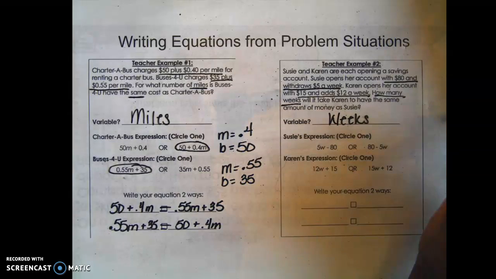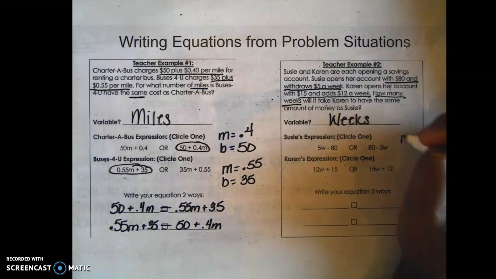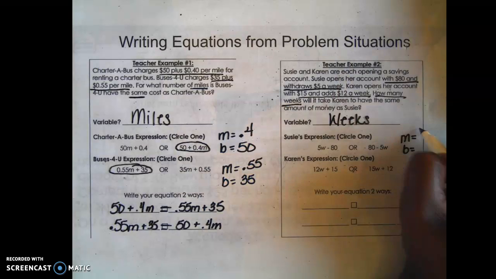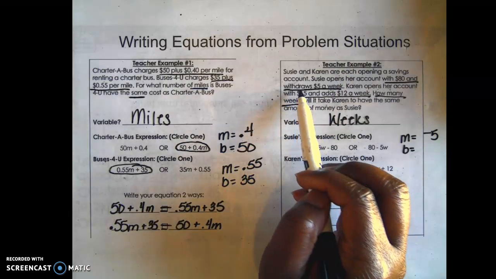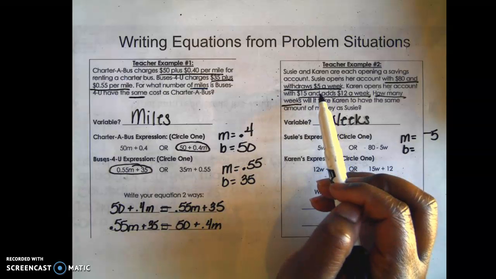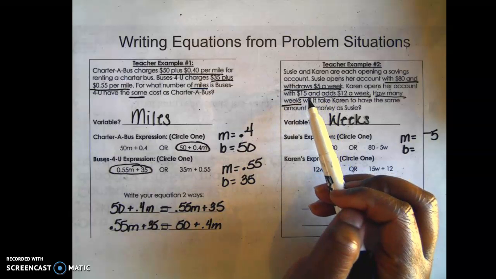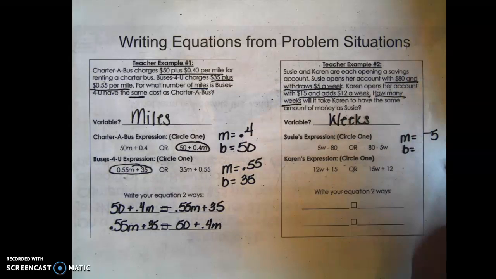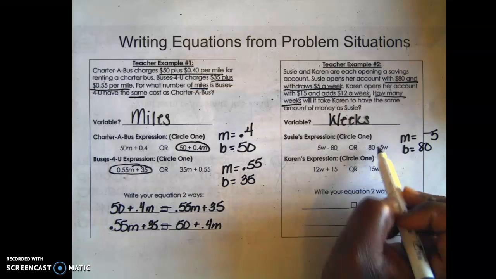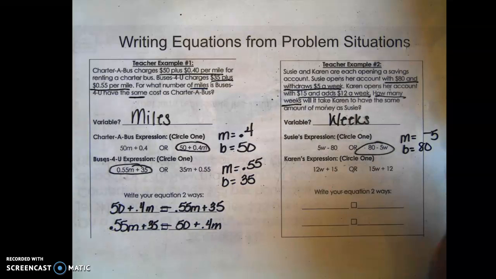For Susie's expression, I'm going to find my slope and I'm going to find my y-intercept. Well, my slope would be -5, and it's -5 because she withdraws $5 a week. So that means she's taking away $5 each week. Then my y-intercept is 80 because she started with $80. So this would be the correct expression.